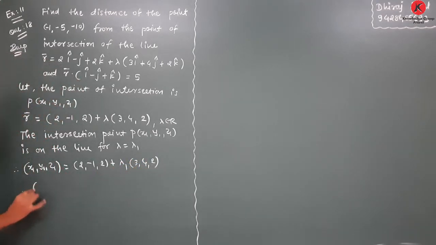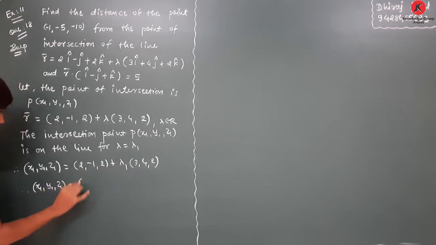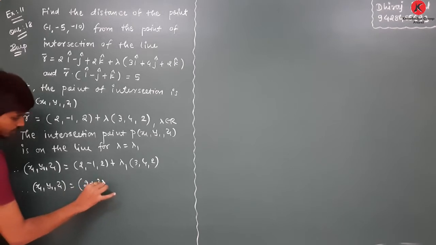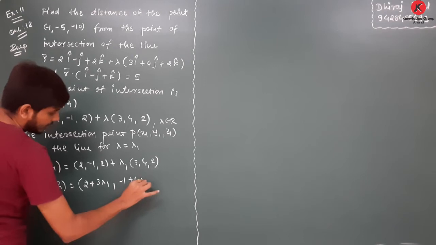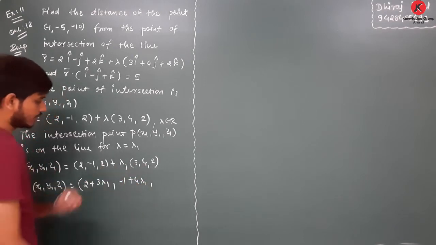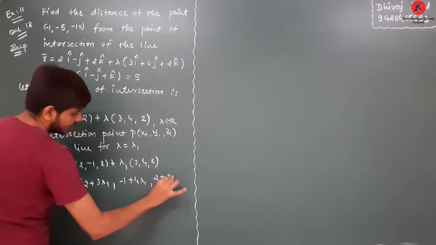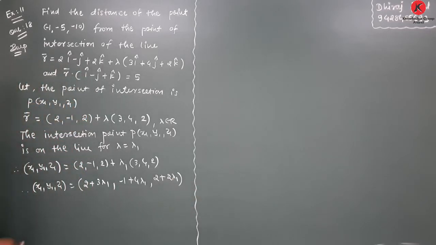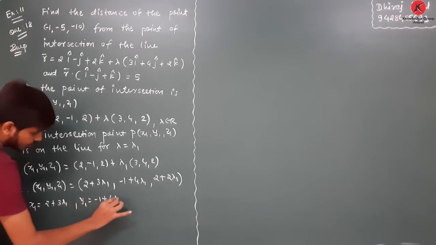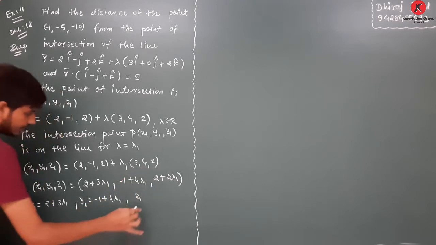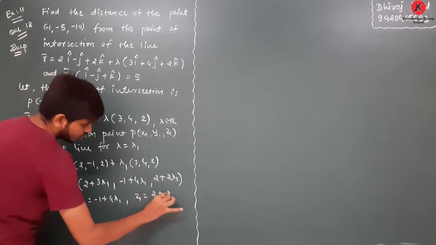Simplify this. We are getting (x1, y1, z1) equals (2 plus 3 lambda 1, minus 1 plus 4 lambda 1, 2 plus 2 lambda 1). Clear? Now comparing this, we are getting x1 equals 2 plus 3 lambda 1, y1 equals minus 1 plus 4 lambda 1, and z1 equals 2 plus 2 lambda 1.